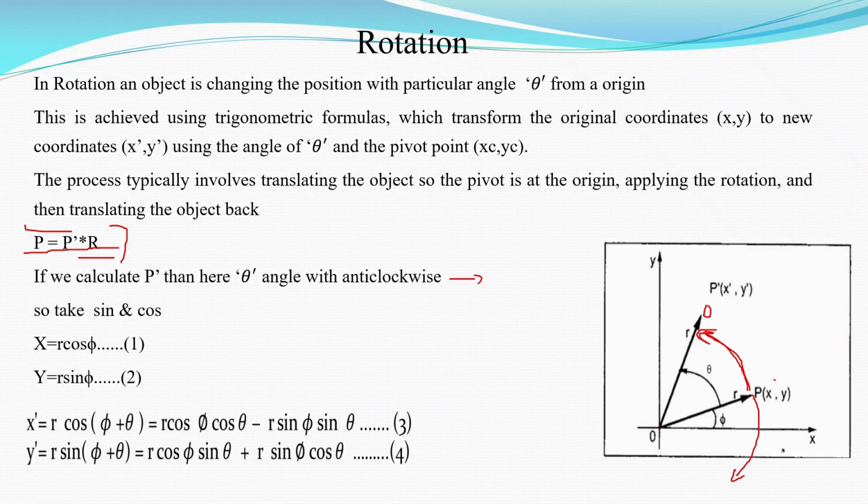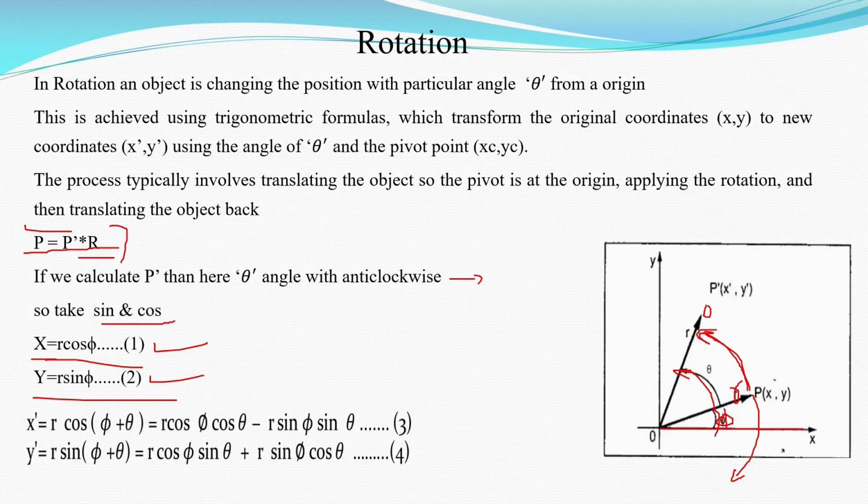Okay, so take sine and cos, because an angle is being considered. For x we take x as r, the radius, times cos phi. You may know the cos formula better, cos and sine, trigonometric operations. So here we specify x equals r cos phi, that is equation 1, and y equals r sin phi, that is the second equation.